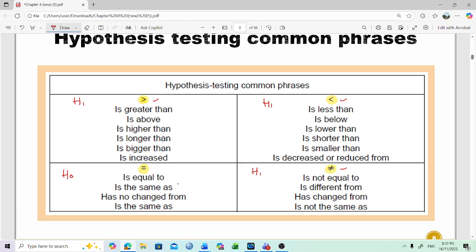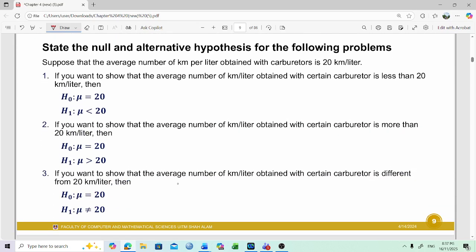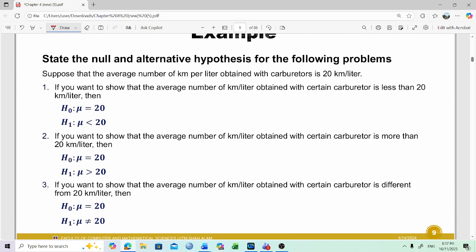To enhance your understanding, let's go to page 9. Here, there are 3 examples. Number 1: if you want to show that the average number of kilometers per liter obtained from a certain carburetor is less than 20. So that's why here the alternative hypothesis uses the less than symbol.